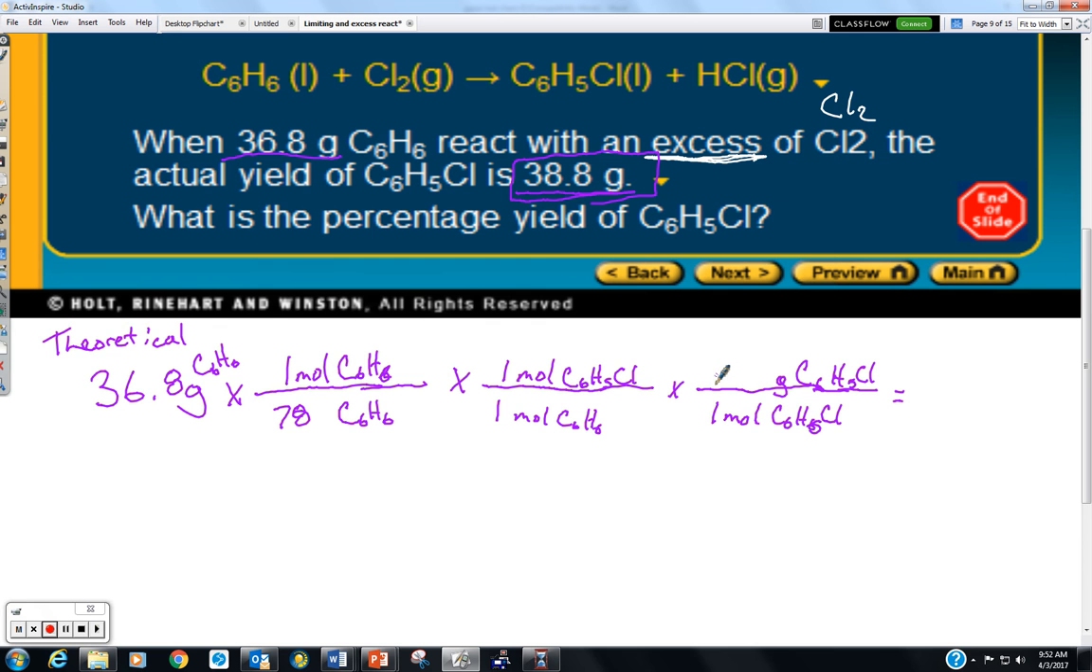So what number should I put here? What is my molar mass of chlorobenzene? 113.45. I got 112. It kind of depends on how you round it. I'm going to go with 113 just as a whole number, especially dealing with what I'm dealing with.